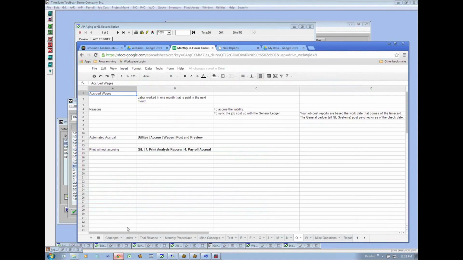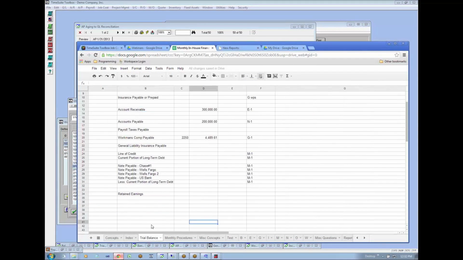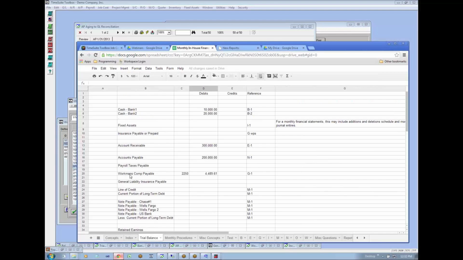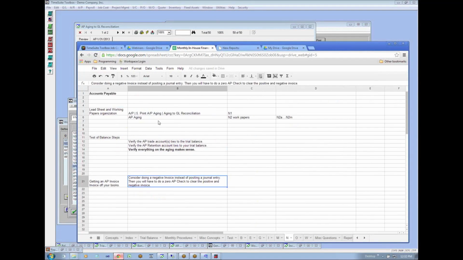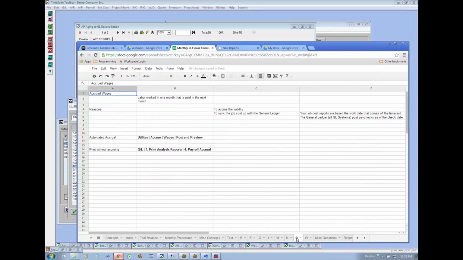The next thing we want to talk about is your liabilities. So we go back to your index or trial balance. We're traveling down your accounts in your balance sheet, basically providing support for everything. So when we get to our liabilities, like our payroll taxes, here we're not necessarily talking about payroll taxes, we're talking about accrued wages, labor worked in 1 month that's paid in the next month. The reason for accruing wages is to accrue the liability and to sync the job cost up with the general ledger. Your job cost reports are based on the work date that come off the time cards, and your general ledger is based on the check date.